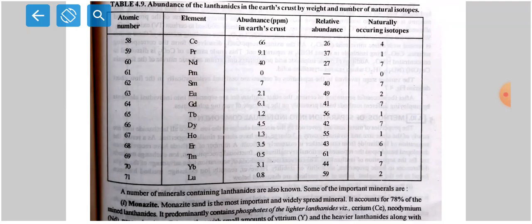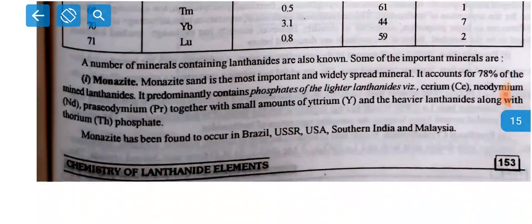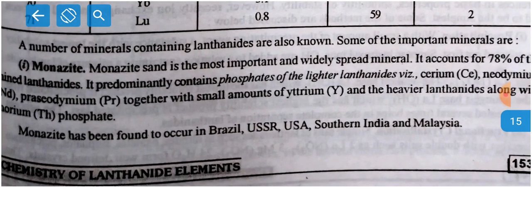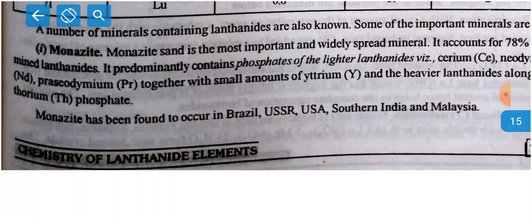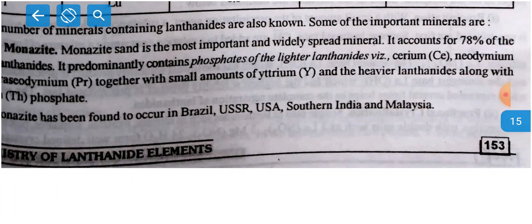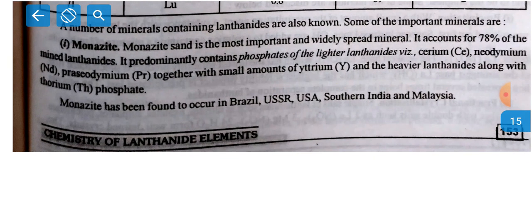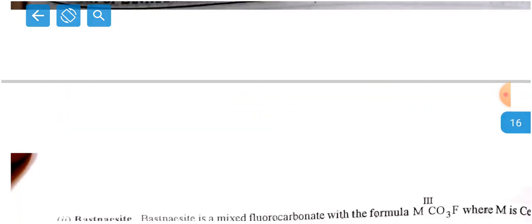A number of minerals containing lanthanoids are also known. Some of the important minerals are: first, monazite. Monazite sand is the most important and widely spread mineral. It accounts for 78% of the mineral lanthanoids. It predominantly contains phosphates of the lighter lanthanoids, cerium, neodymium, praseodymium, together with small amounts of yttrium and the heavier lanthanoids, along with thorium phosphate. Monazite occurs in Brazil, USSR, USA, southern India, and Malaysia.